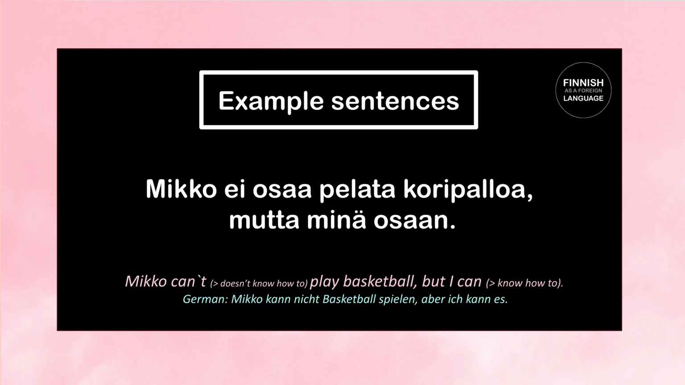Mutta here's our conjunction meaning but. Minä osaan means I can, I know how to. Osaan here is the first person singular present tense of the verb osata. So let's repeat. Mikko ei osaa pelata koripalloa, mutta minä osaan. Mikko doesn't know how to play basketball, but I know how to.